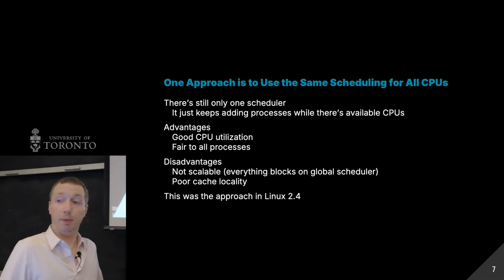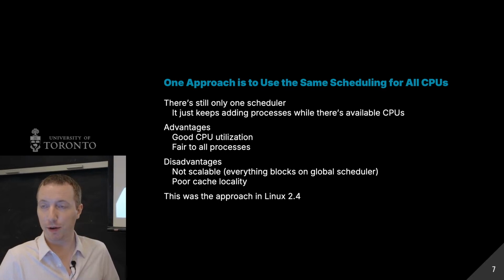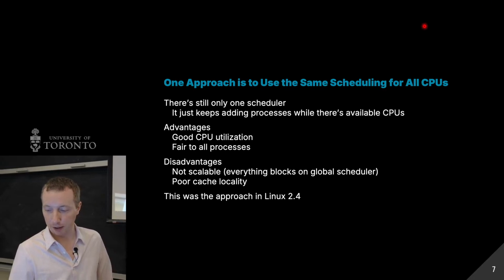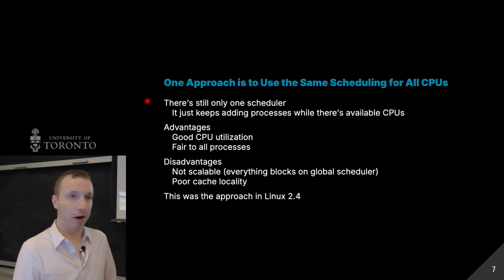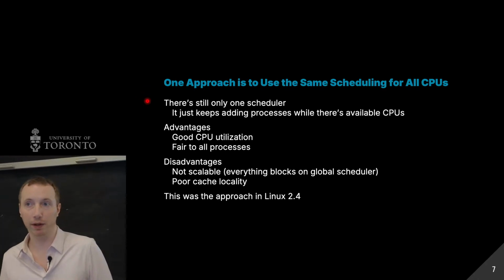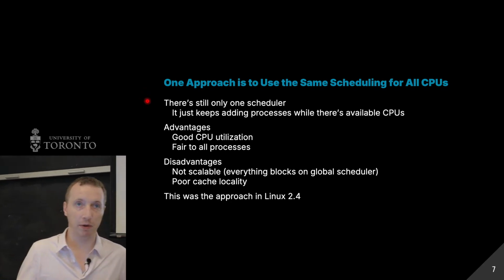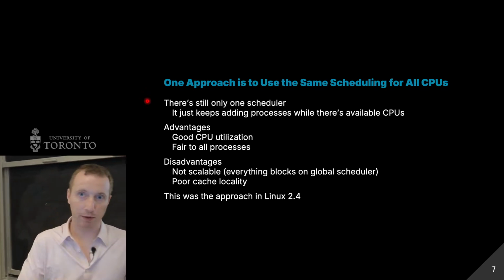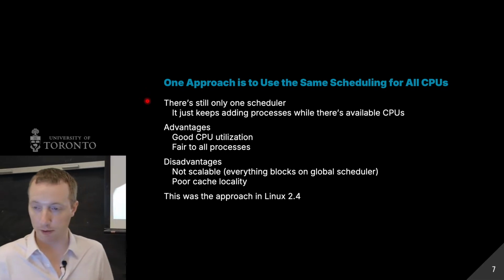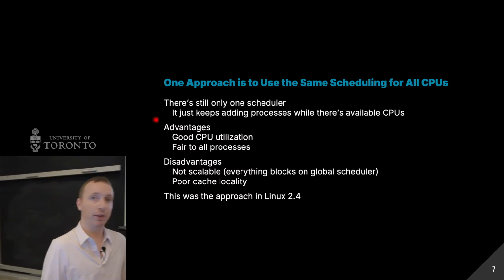So if we have multiple CPUs, one approach, we can just use the same scheduling algorithm for all CPUs and just tweak it a little bit. So still, we might only have one scheduler, and all it does is keep taking processes off the queue as long as there's a CPU sitting around doing nothing. So all we do is a slight tweak. Instead of just putting a process on the current CPU, we have multiple CPUs, so we just keep adding them until we're done. So the advantage of this is it has good CPU utilization.